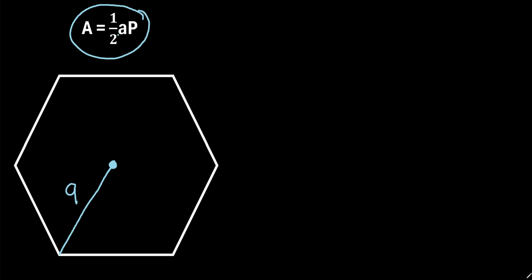The area is equal to 1/2 times the apothem times the perimeter of the figure. So the apothem is the distance from the center to the midpoint of one of the sides. So this would be the apothem. So let's label that A.